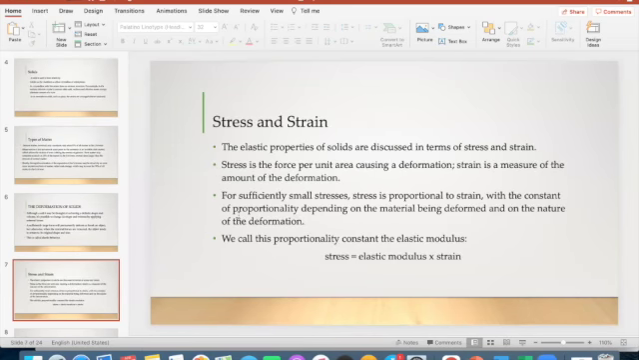We also have stress and strain. Okay, so elastic properties of solids are discussed in terms of stress and strain. So stress is the force per unit area, also known as pressure. All right, so this can cause deformation as well. Strain is a measure of the amount of deformation or change in shape. So for small stresses, the stress is proportional to the strain with the constant of proportionality depending on the material.